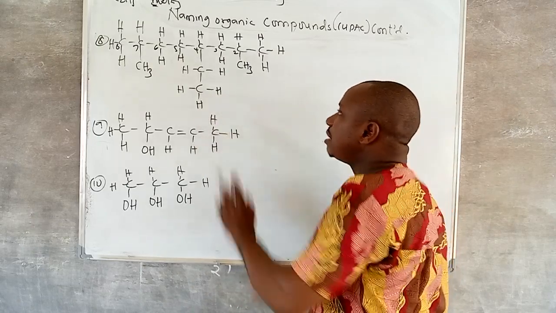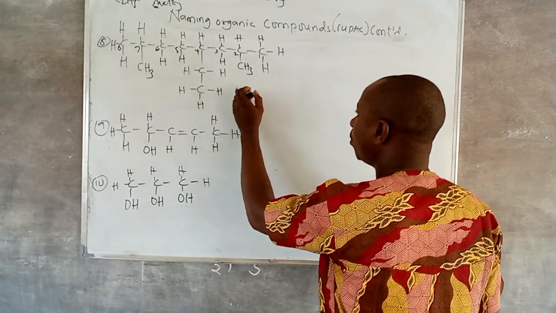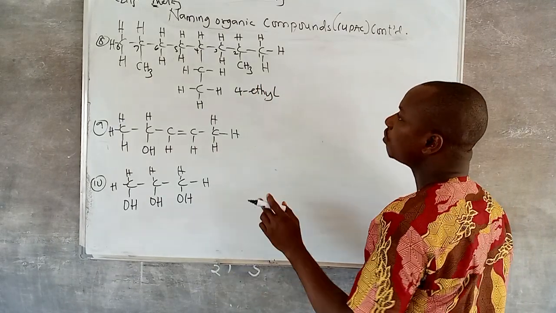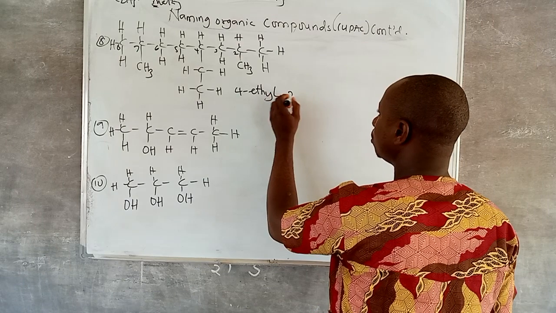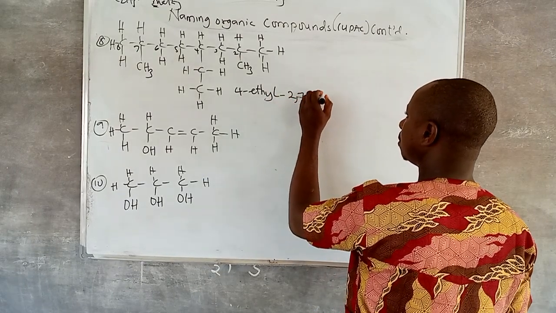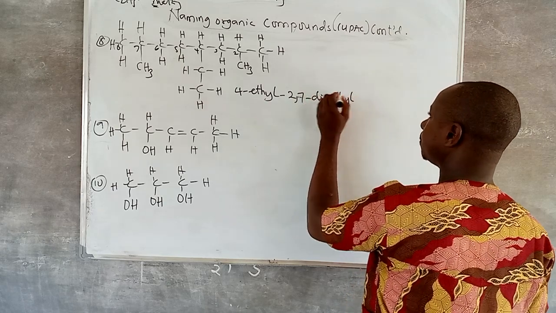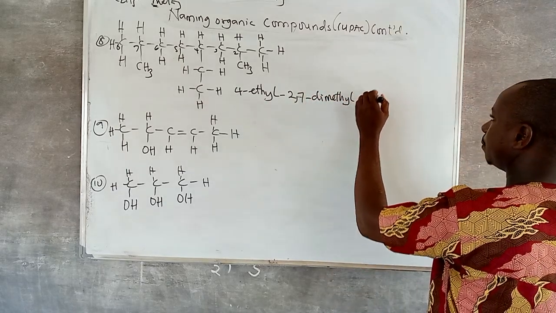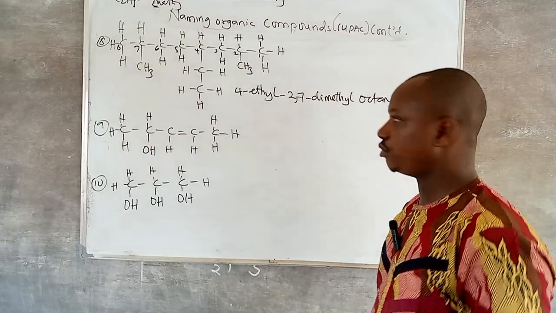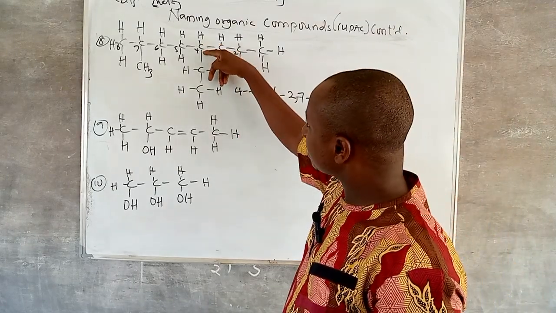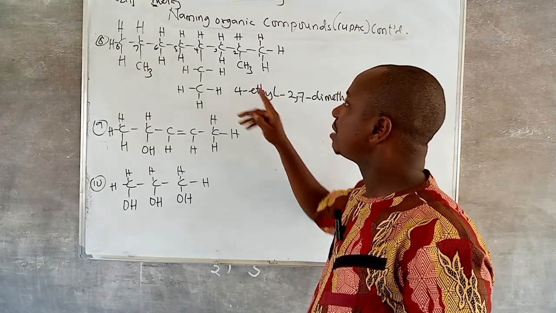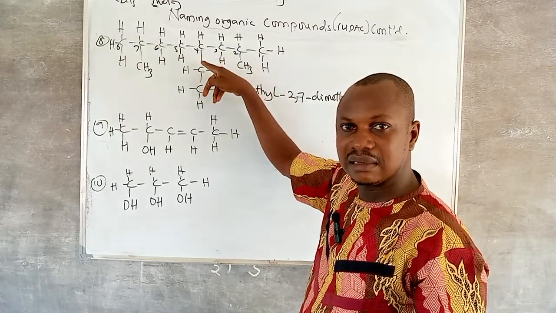So the name is here now. The name is 4-ethyl, 2,7-dimethyl, octane. That is why I say if you can number this correctly, the name will be looking at you. Look at it, 4-ethyl. Carbon number 4 is carrying the ethyl group. It doesn't mean that the ethyl group is 4 in number. No. It means that carbon number 4 is carrying the ethyl group.